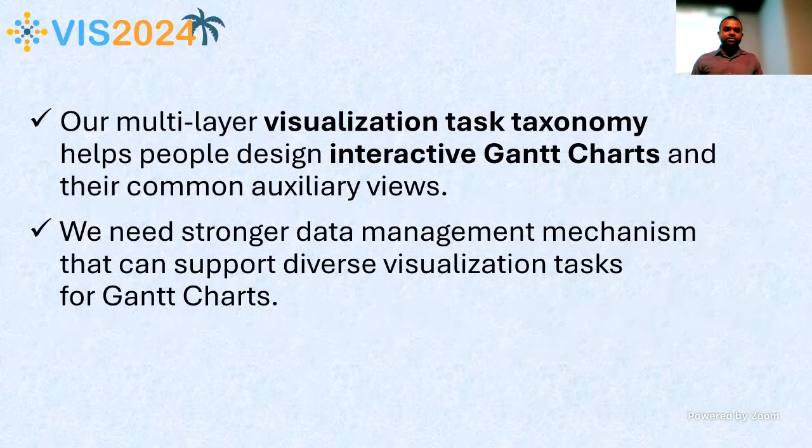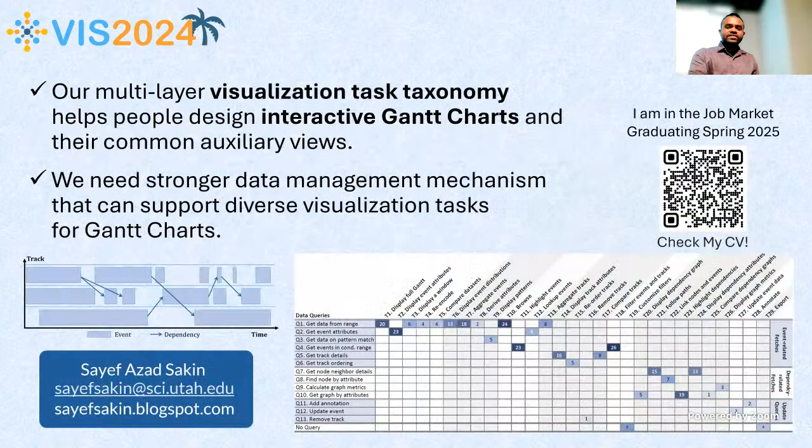Using this taxonomy, it helps to identify which queries need to be optimized to support certain visualization tasks for Gantt charts and their common auxiliary views. To support these diverse visualization tasks, we need a stronger data management mechanism for Gantt charts to facilitate visual interactivity. With this, I'm finishing my talk.